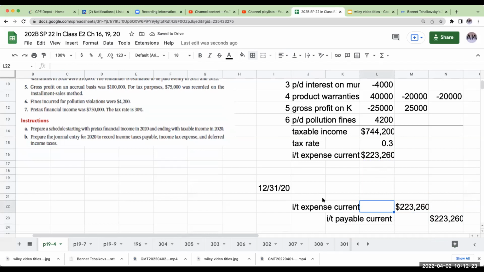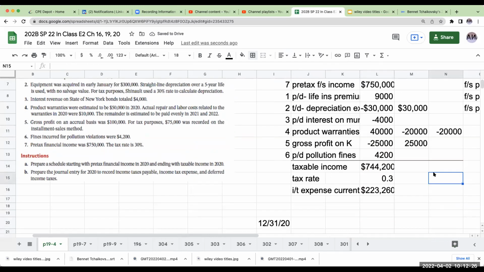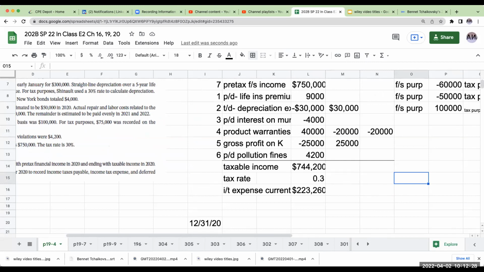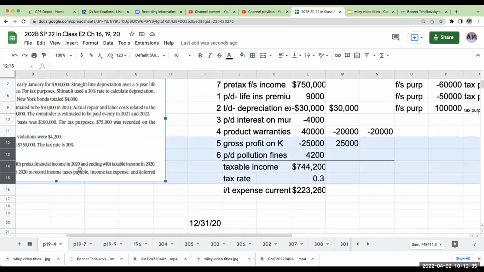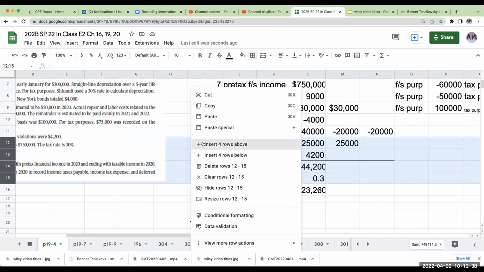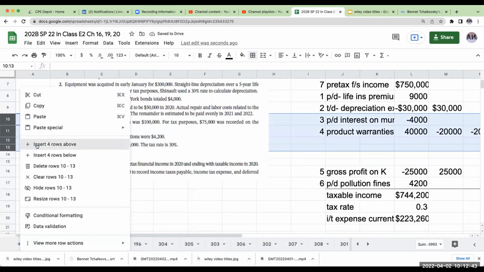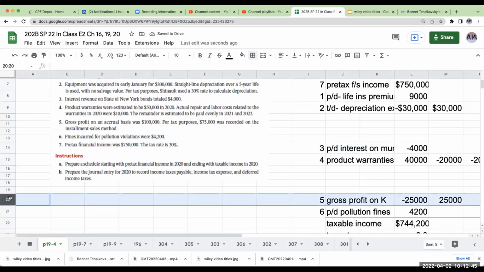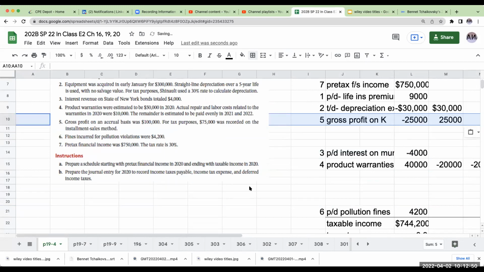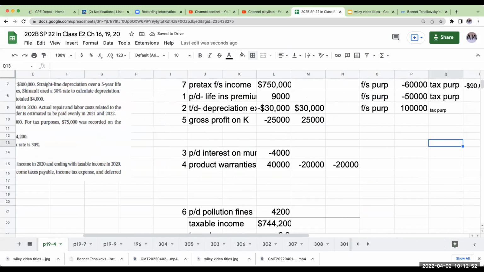Next thing I'm going to go through and do now is figure out what are my deferred tax assets and what are my deferred tax liabilities. So my deferred tax assets are going to be right over here. And I'm just going to shift things around a little bit to make it easier, and let's go ahead and give us some more room. Okay. So as I look at this over here, let's start with our liability.